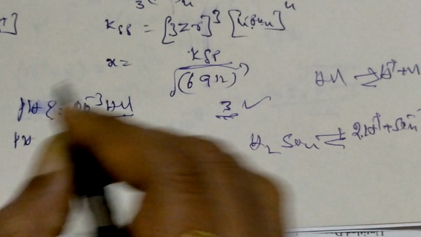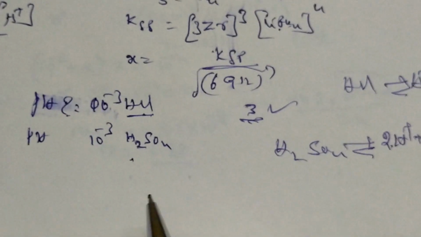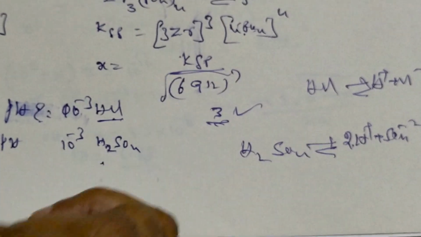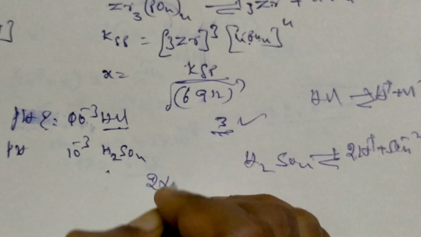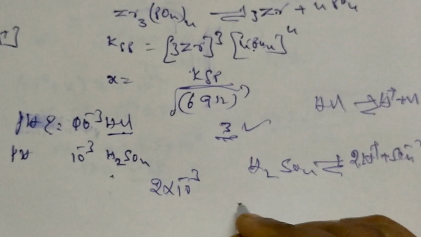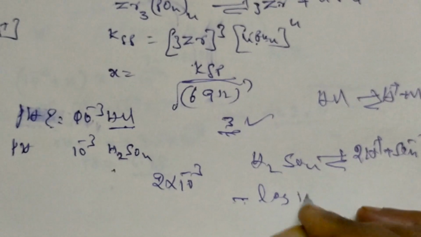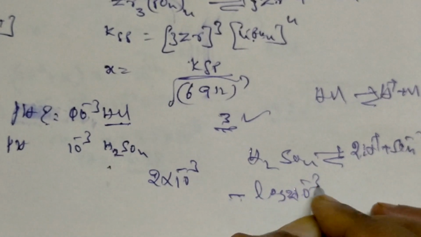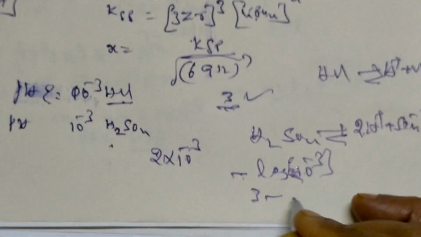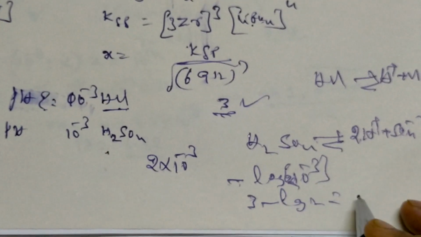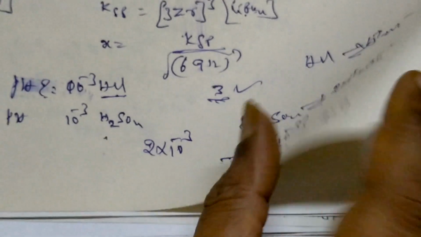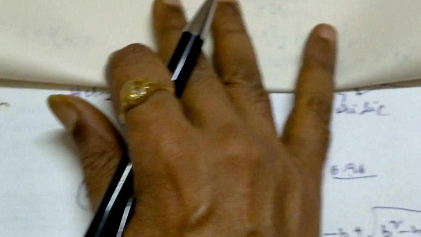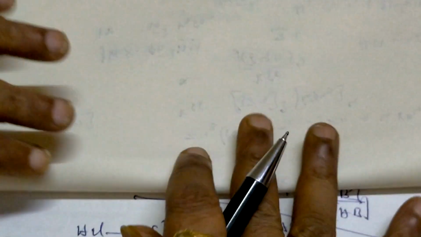So here, if you want to do oral calculations and all, it will be 10 to the power minus 3 only, but it's 2 times. That means the H plus concentration will be 2 into 10 to the power minus 3. That means it will be minus log of 2 into 10 power minus 3. That value will be 3 minus log 2, which equals some 2.7. Log 2 equals 0.3 normally. So like this, the pH will not be the same as for a single H plus.